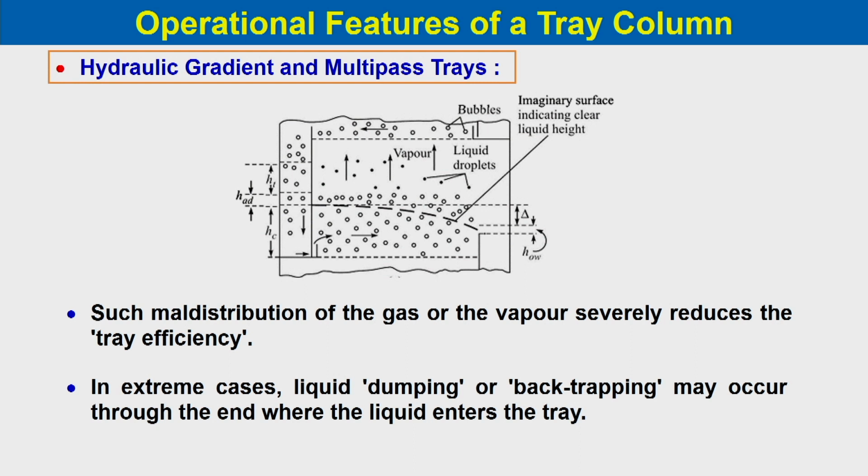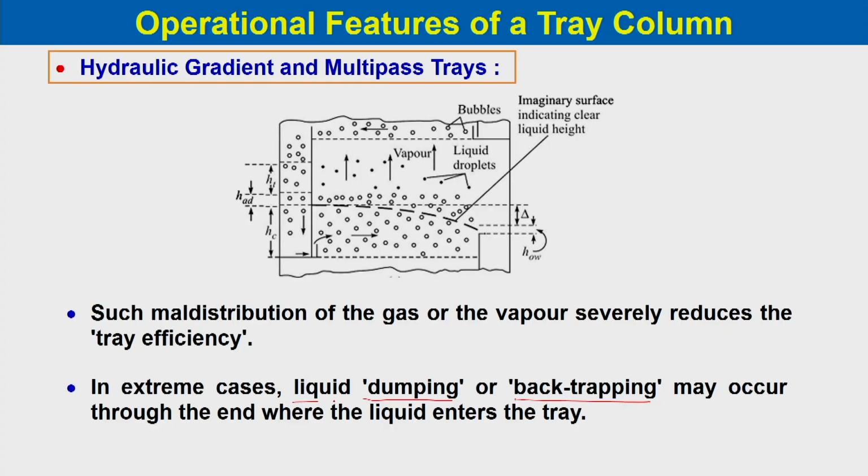In extreme cases, liquid dumping or back trapping may occur through the end where the liquid enters the tray. Depending on the uneven distribution of the gas and vapor, it may severely affect the tray efficiency, and also sometimes the liquid dumping may occur in the tray through the end where the liquid enters the tray. So, if this dumping occurs, the efficiency also reduces.